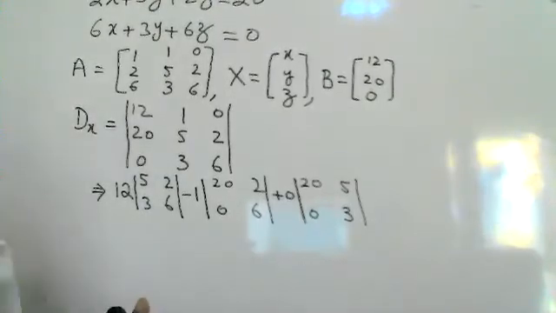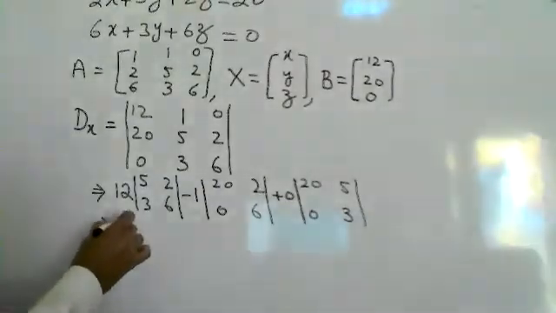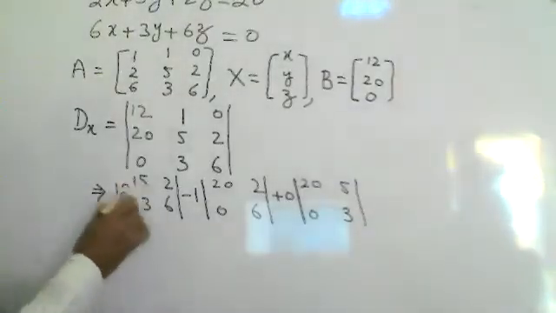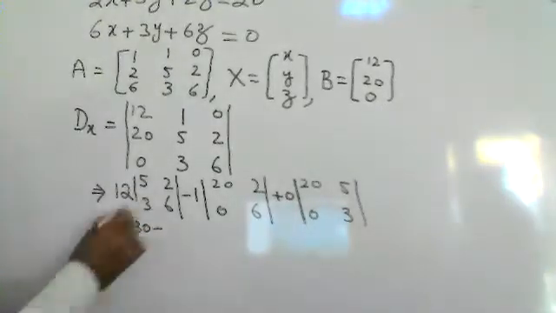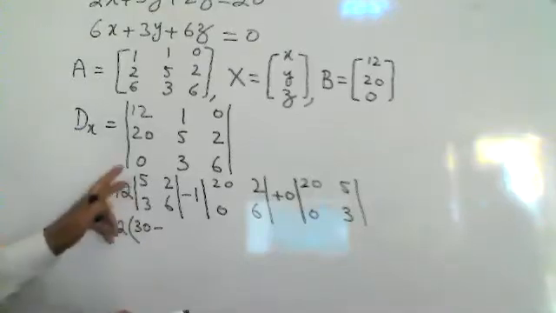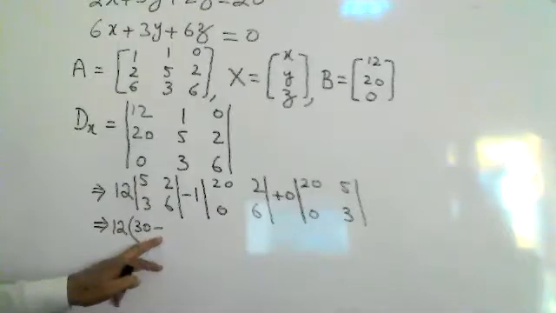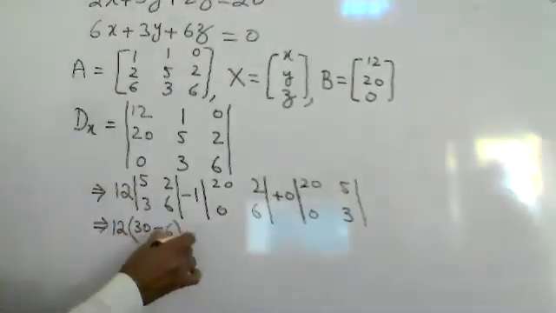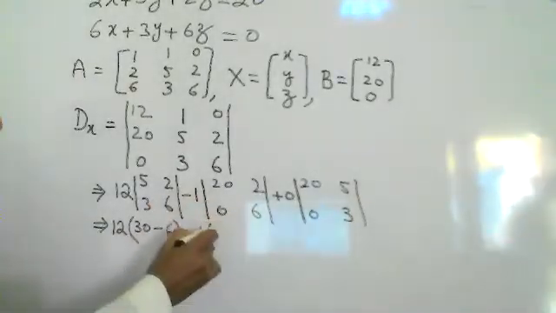Okay. Now we will evaluate it. 12 into, first we multiply the primary diagonal. 5 into 6 will be 30 minus 2 into 3, the product of the secondary diagonal. 5 into 6 will be 30 minus the product of the secondary diagonal, 2 into 3 will be 6. Minus sign and 1 into 20 into 6 will be 120.